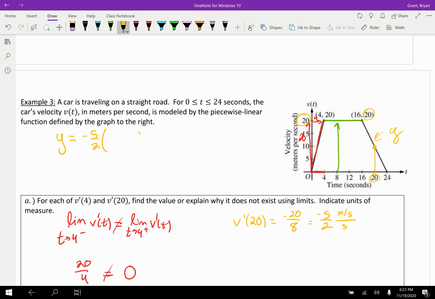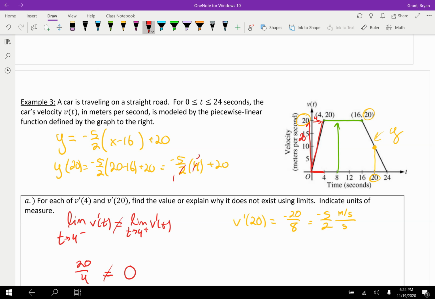We also need a point at which to write this. Oh, they gave us a point, 16 comma 20. So x minus 16 plus 20. Cool. And then I want to know what an input of 20 generates as an output. So let's find y of 20. Negative 5/2, 20 minus 16 plus 20, negative 5/2 of 4 plus 20.